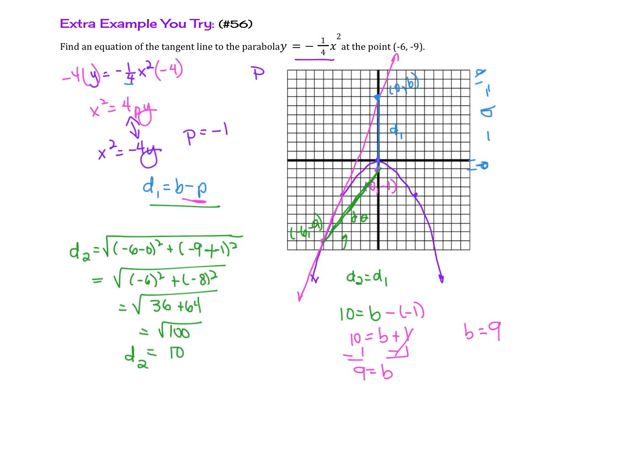So now all we need to do is find the slope. So m equals, the slope of this tangent line, we're going to use the points (-6, -9) and (0, 9). So this is -9 minus 9 over -6 minus 0, which is -18 over -6, or 3. So therefore we can write an equation. So y equals the slope 3x plus the y-intercept of 9.